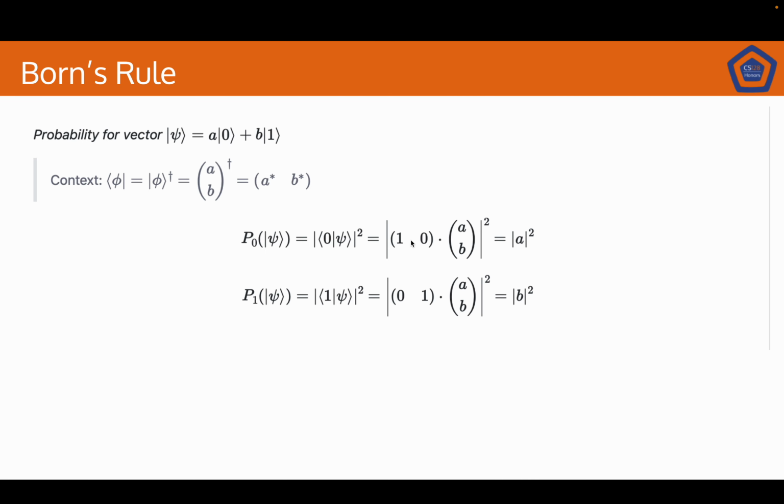So you take 1, 0, A, B. That'll just return A, since 1 times A plus 0 times B. Then you square that, so the probability of having up spin is A squared. The probability of down is B squared. And since you can only have up or down, these two must add up to 1. And as we mentioned earlier, A squared plus B squared must be 1, since the vector is normalized.